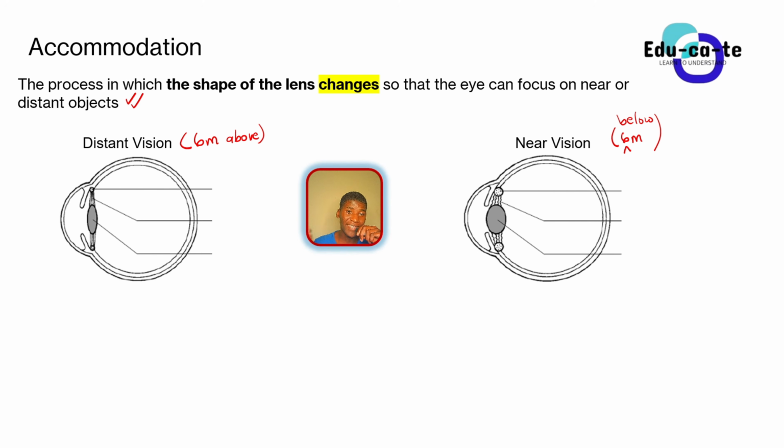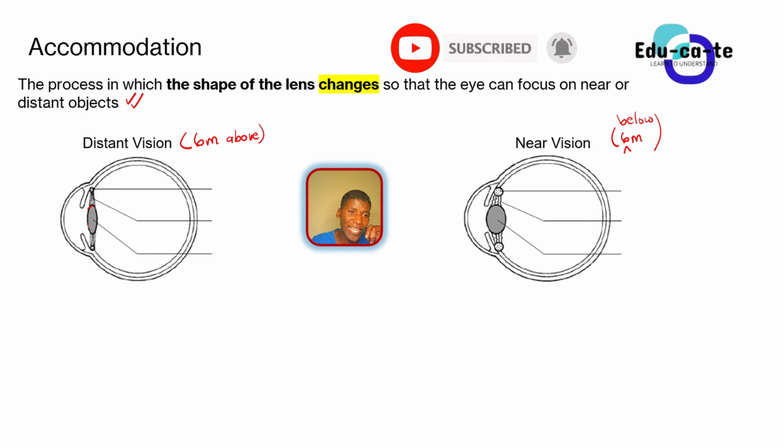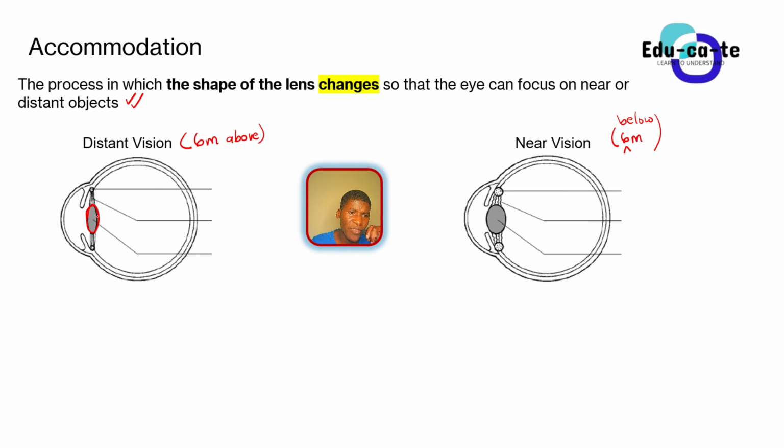When we look at both these diagrams, you can note the shape of the lens is different in each case. In distant vision, you have got a lens that is way smaller. You can see that the lens at the distant vision is way smaller than the lens at the near vision. So when you are looking at objects that are far away, your lens is small. But when you are looking at objects that are closer to you, your lens becomes bulgy or bigger. That is known as accommodation. Your lens must change its shape from small to big so that you can see closer objects. So that's the basic sense.